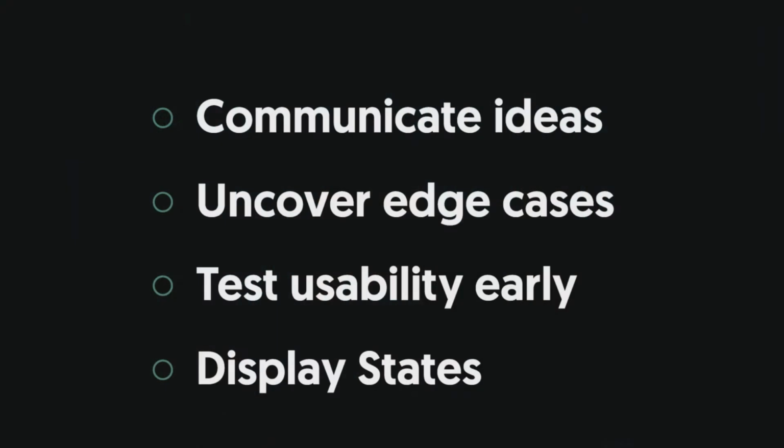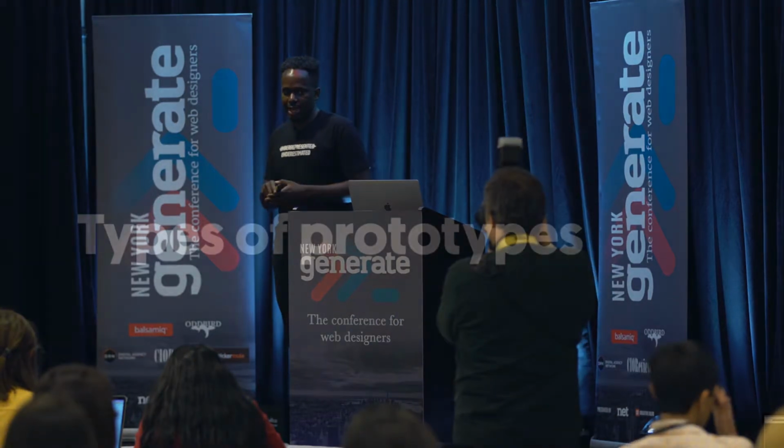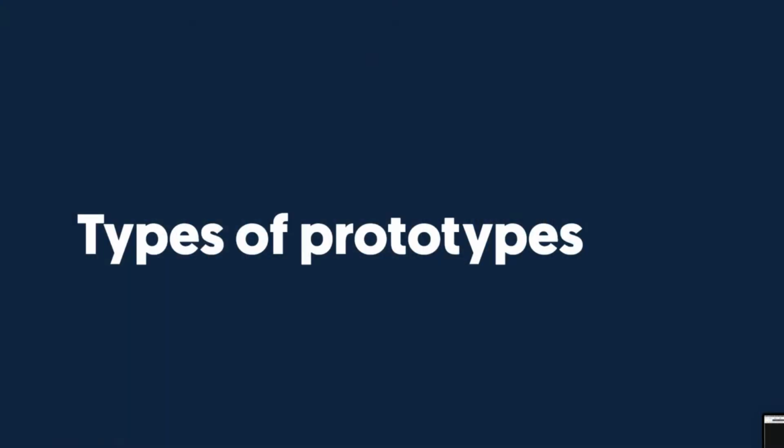And finally, display states. A lot of the products I worked in the past have been very data heavy. So in order to package it up in one deliverable to the engineers, I usually put it in the prototype so it can show all these different states and whatnot. So now that we've got the what and the why, let's talk about the different types of it.